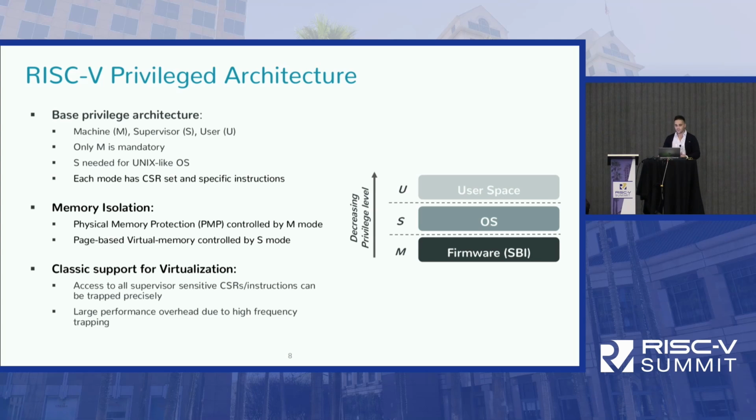And the good thing of the RISC-V architecture is that it is classically virtualizable, if you remember what I just introduced minutes ago, which means that all sensitive instructions are privileged instructions. So if we want to virtualize the architecture, we can deprivilege the operating system to user mode, and then basically run the hypervisor in supervisor mode. And you can trap and emulate everything.